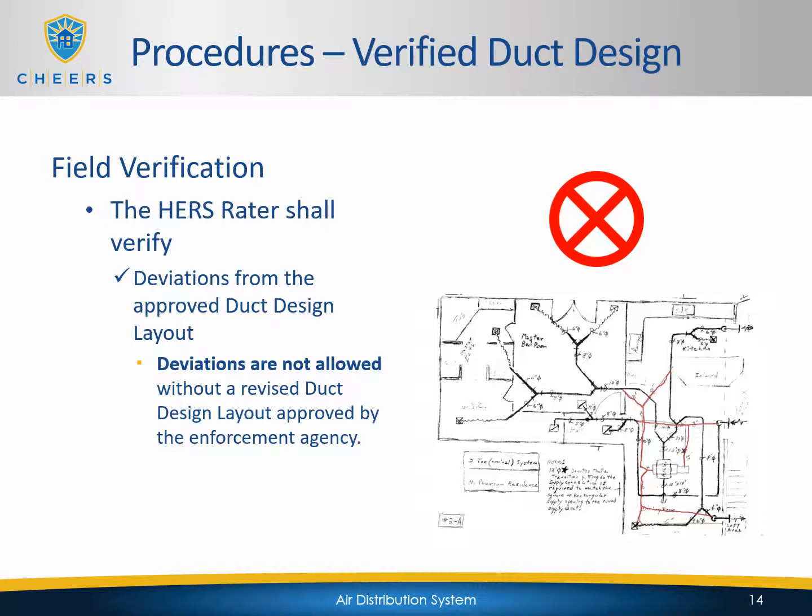And also you're going to make sure that there is no deviations from the original design. So deviations are not allowed without a revised duct design layout approved by the enforcement agency. So if the contractor or the builder decide to change something midway without getting it pre-approved from the building department and go through the submittal process again, that would be a failure from the HERS rater standpoint.